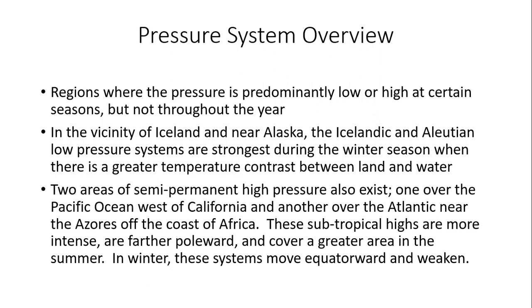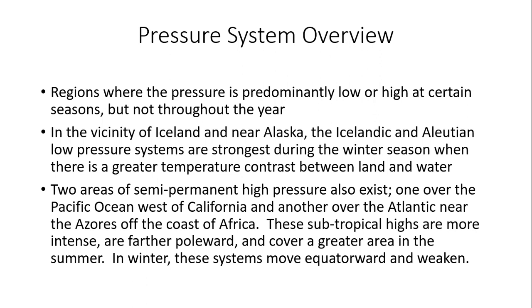Also, in the vicinity of Iceland and near Alaska, the Icelandic and Aleutian low pressure systems are strongest during the winter season. So these pressure systems change in intensity from summer to winter, with the Icelandic and the Aleutian low near Alaska being strongest during the winter season, when you have the largest temperature contrast between the cooler land and the relatively mild water. And again, there are two areas of semi-permanent high pressure systems which also exist. There's one over the Pacific Ocean, west of California, and there's another semi-permanent high pressure area over the Atlantic, near the Azores off the coast of Africa.